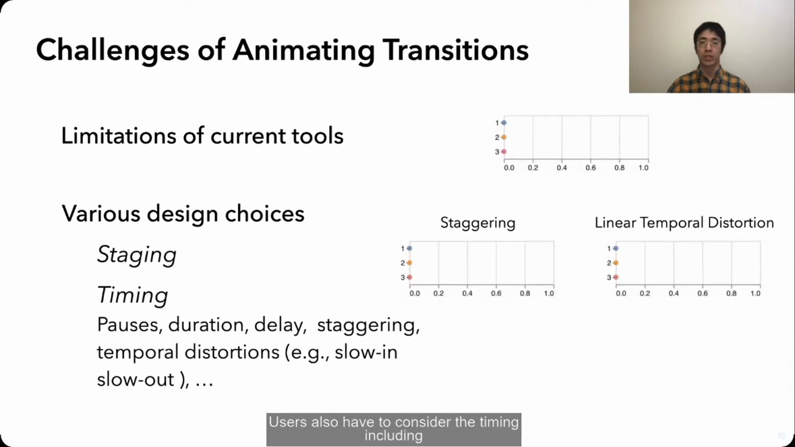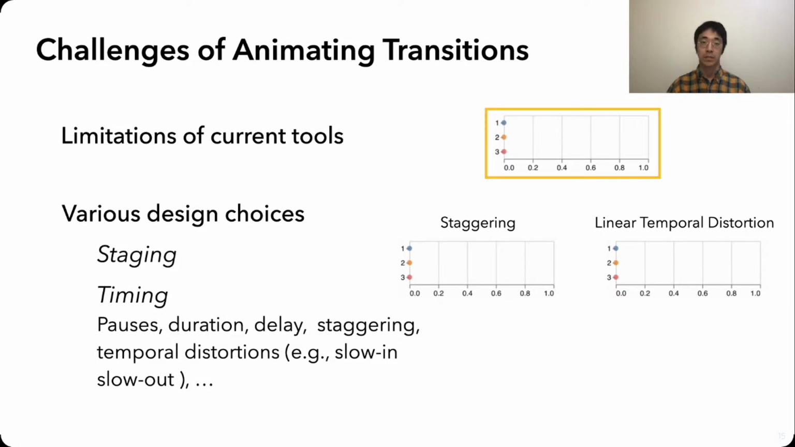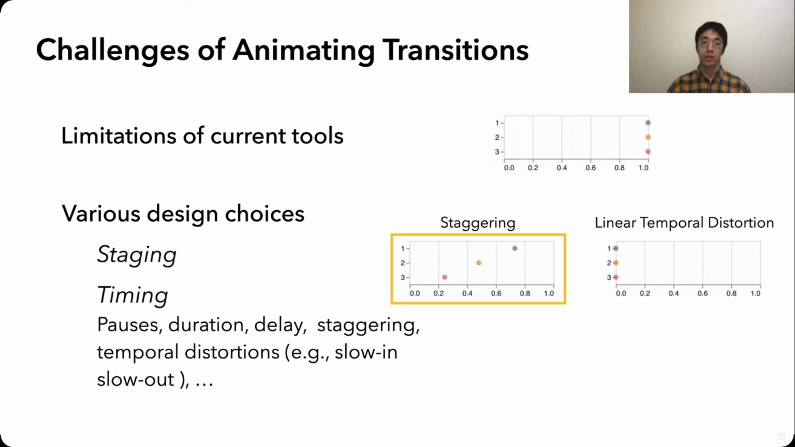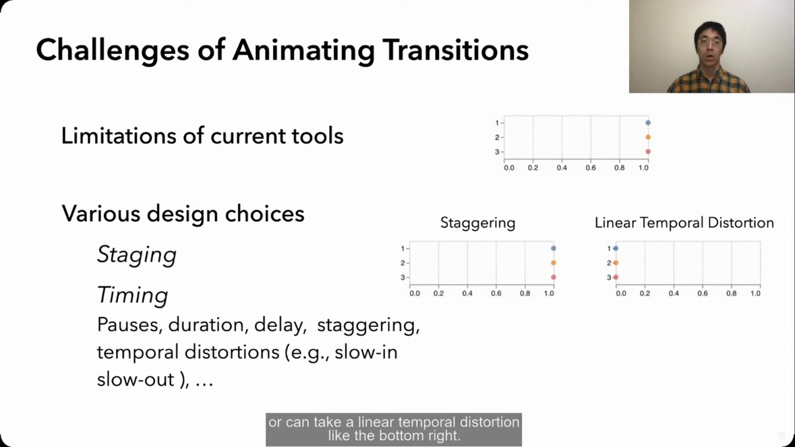Users also have to consider timing, including pauses, duration, delay, staggering, and temporal distortions. The right three show some variations by timing. The top animation can be staggered like the bottom left, or can take a linear temporal distortion like the bottom right.